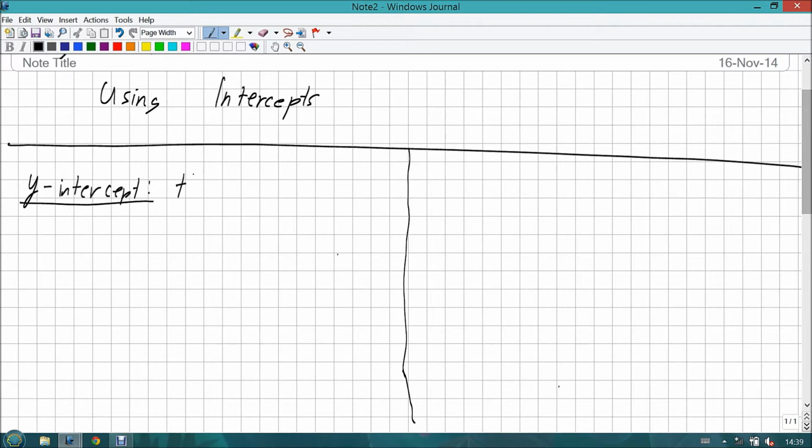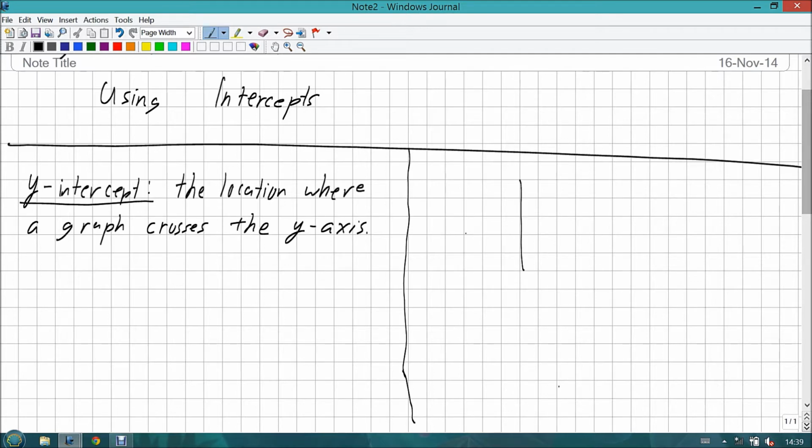the location where a graph crosses the y-axis. So the location where a graph crosses the y-axis. If we were looking at this function over here, where it comes up and over, its y-intercept would be right there. That would be its y-intercept, or y-int. It's where you cross the y-axis.